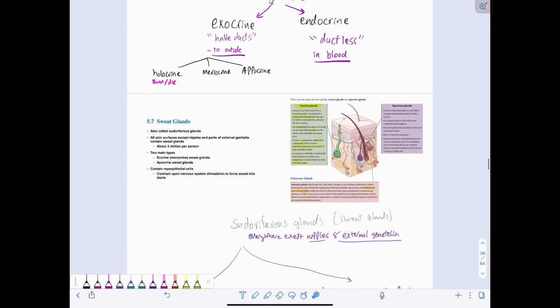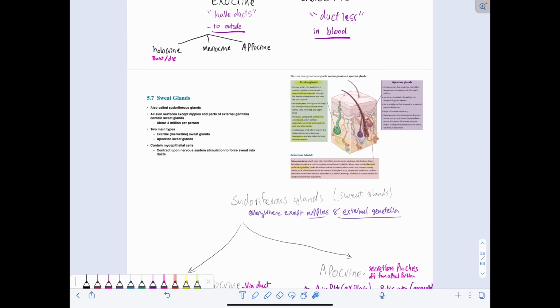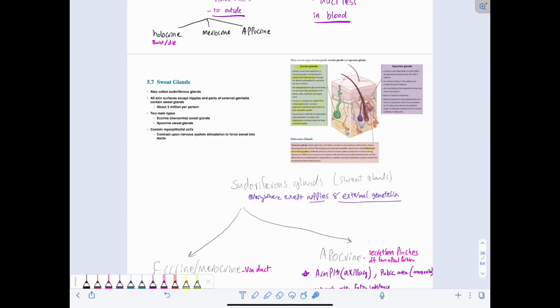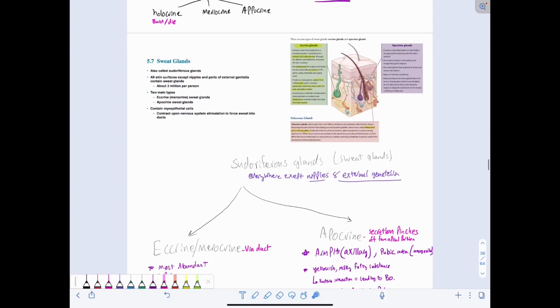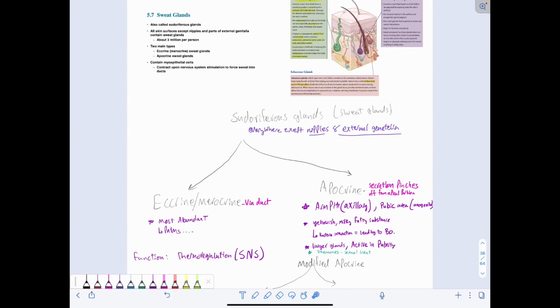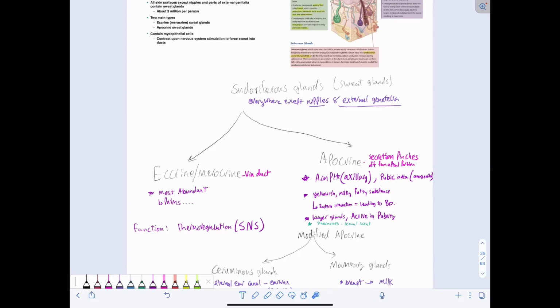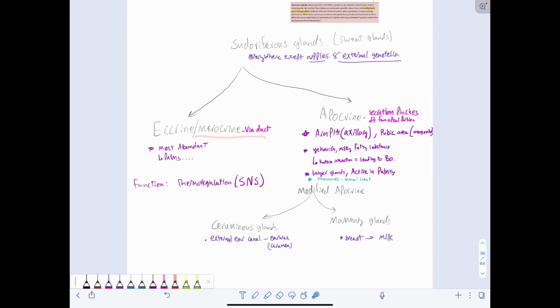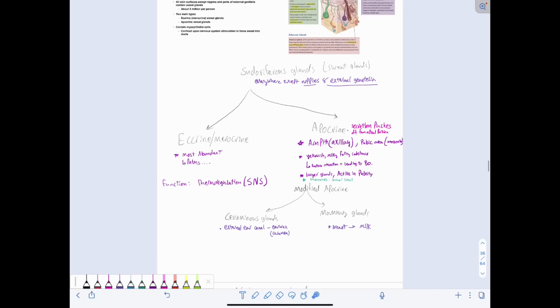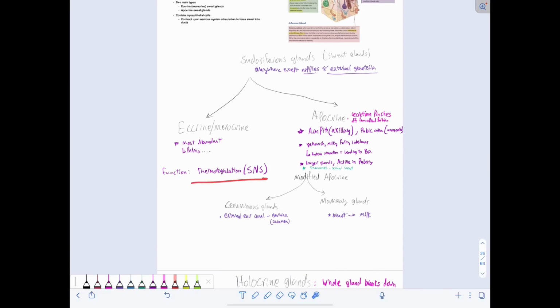All right. So sweat glands, also known as sudoriferous glands, are everywhere except for the nipples and some parts of the external genitalia. There are two types. There's the eccrine, also known as merocrine, and apocrine. And of course, they're going to have some myoepithelial cells, just cells that contract to push the sweat out, right? And so merocrine, they work through ducts. Okay, so merocrine is the most abundant. Their function is mostly thermoregulation, and they get activated by the sympathetic nervous system.